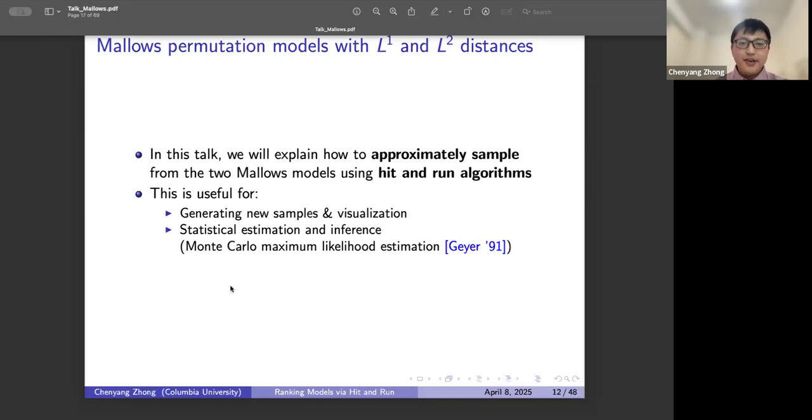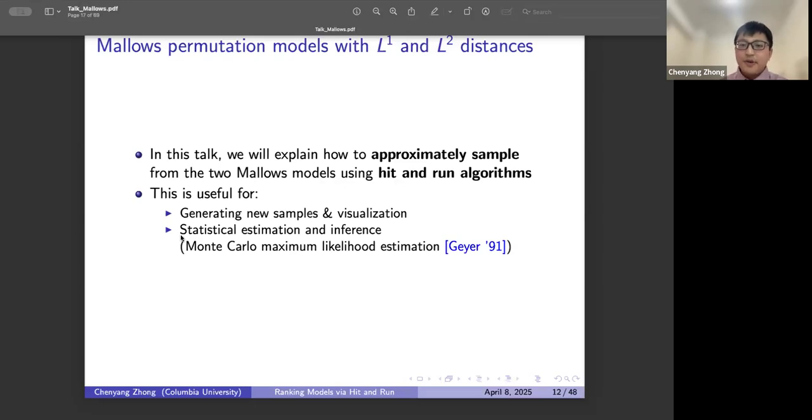Okay, so here are a few applications of these approximate sampling methods. First of all, those generated permutation samples can be used for visualization, because if we want to understand the probability distribution of the number of fixed points of the permutation from the model, we can just draw samples, compute the number of fixed points, and draw a histogram. Besides that, it can also be used for statistical estimation and inference.